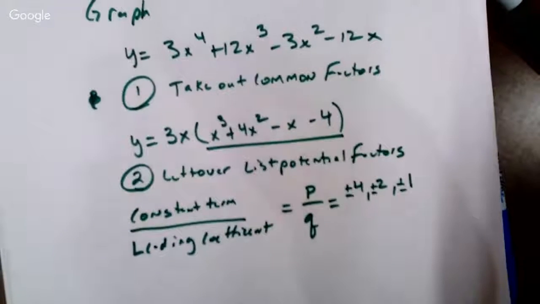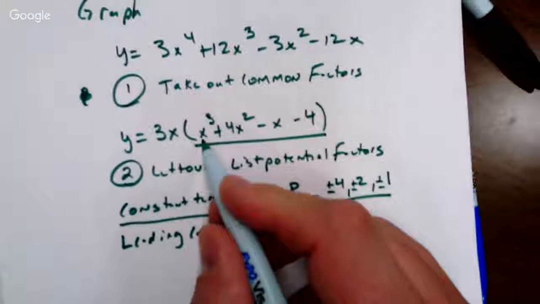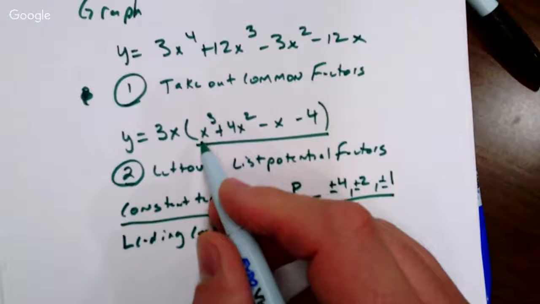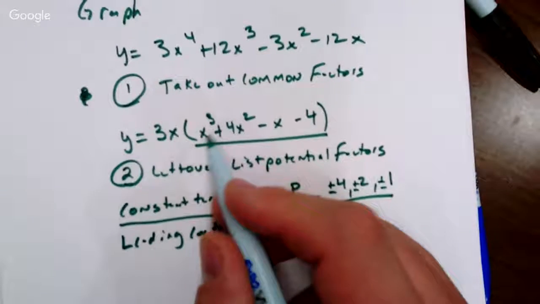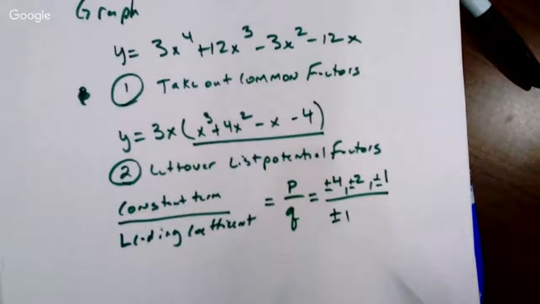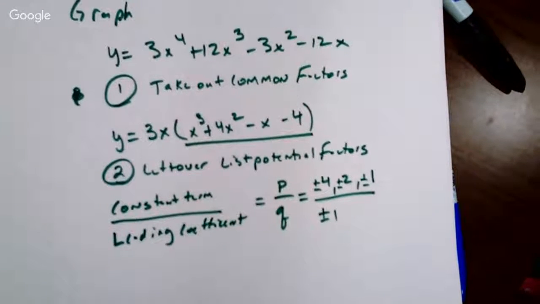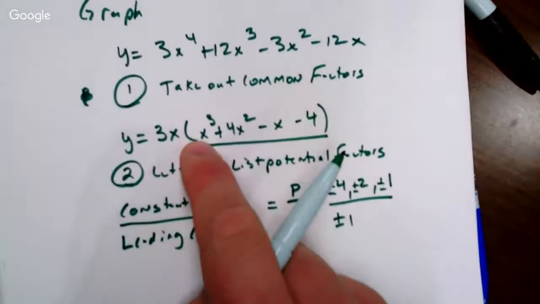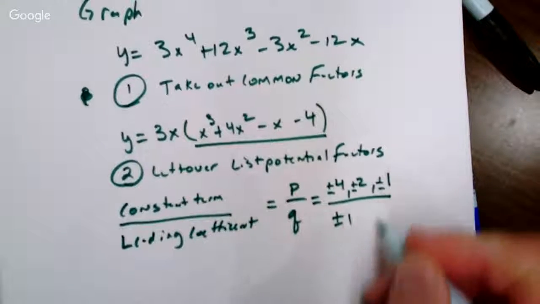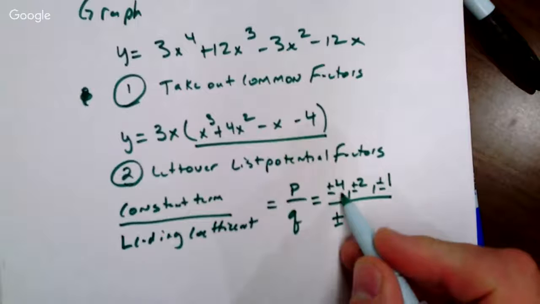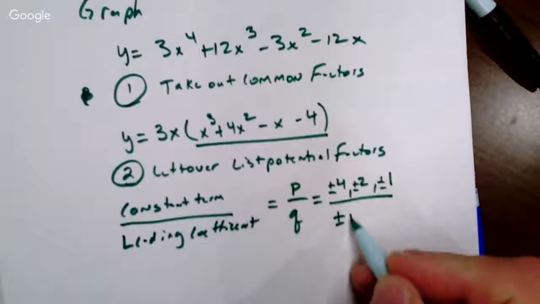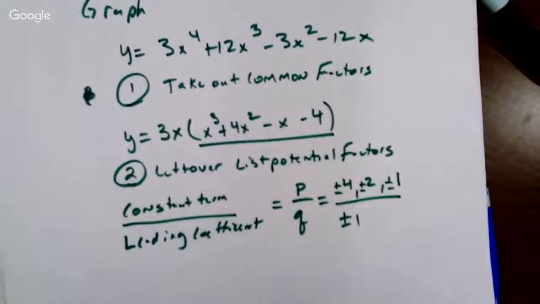Now stay with me, people. What's our leading coefficient? That's right, our leading coefficient is 1, so just plus or minus 1. Now say our leading coefficient was like 3 there. Then we'd have to combine the terms. We'd have to take all of the factors of the top divided by all the factors of the bottom to see what we'd have.